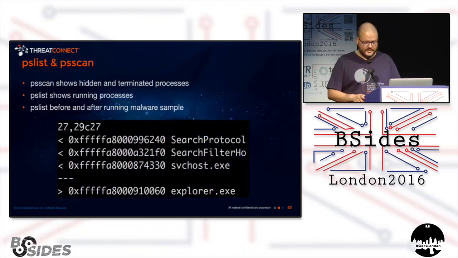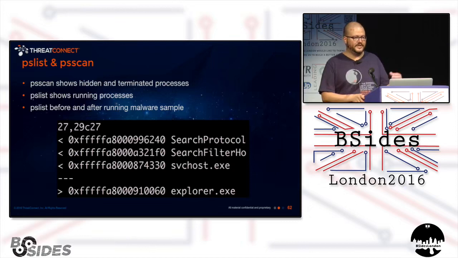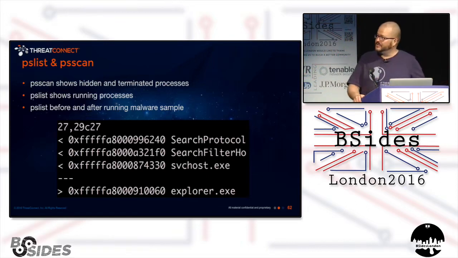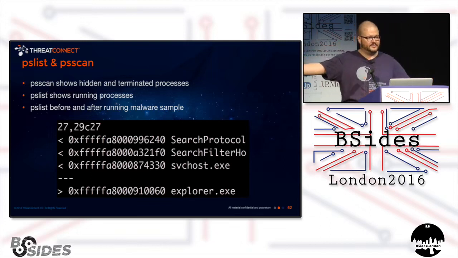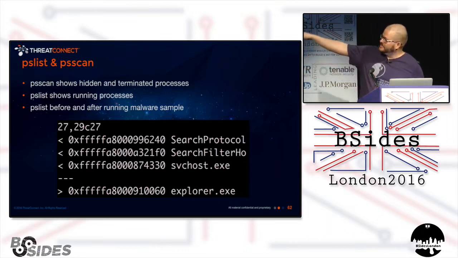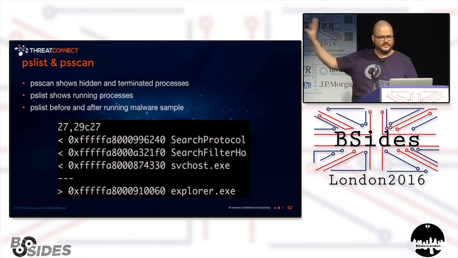One of the first things you want to do is take a memory image of the VM or the workstation when it's clean, so that you can compare some of the output from Volatility. One of the things you would do is pslist, and pslist shows running processes. As you can see, I did the pslist from the clean memory image and from the malware memory image, and now I've taken a diff of the two outputs. SearchProtocolHost, SearchFilterHost and svchost are all clean, part of the clean image.